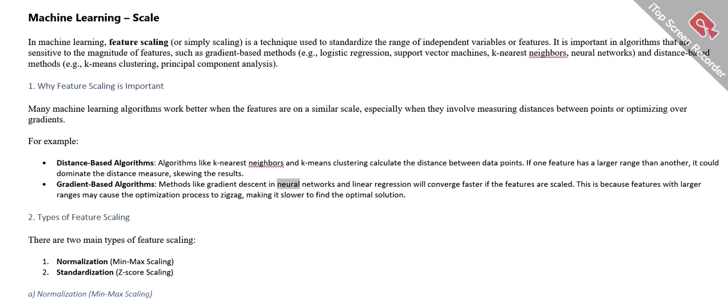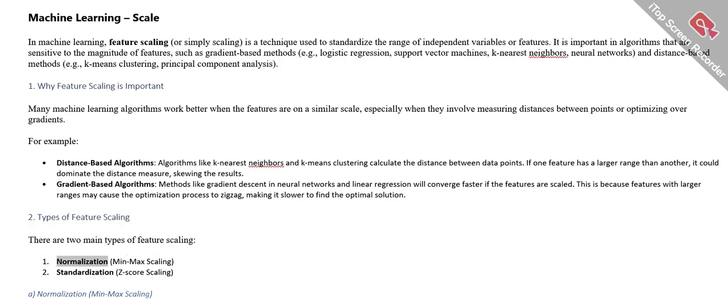Gradient-based algorithms, methods like gradient descent in neural networks and linear regression, will converge faster if the features are scaled. This is because features with larger ranges may cause the optimization process to zigzag, making it slower to find the optimal solution. Two types of feature scaling.